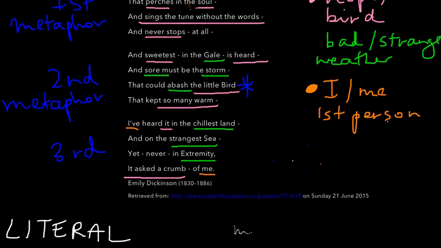So let's read the second verse now and see if we can have a sense of what this bad or strange weather might mean or be about. And sweetest in the gale is heard, and sore must be the storm, that could abash the little bird, that kept so many warm. Okay, so the question I'd be asking myself here is, what might this bad weather be? What might it represent? When might the bird, hope, be present in this kind of bad weather?